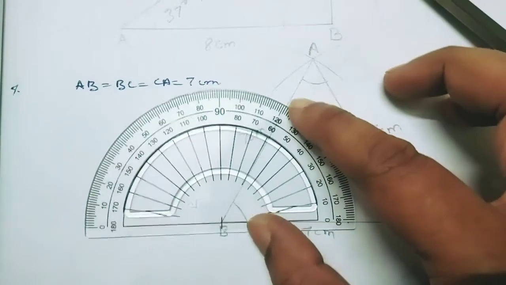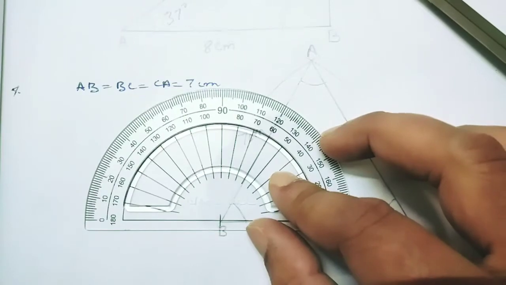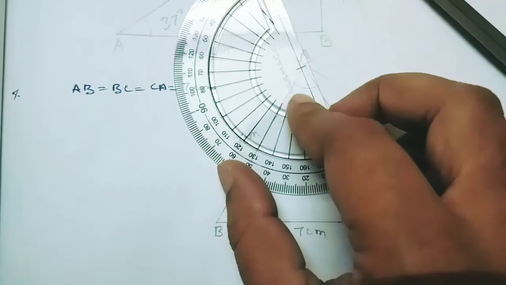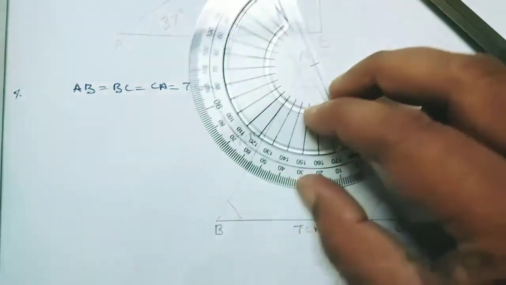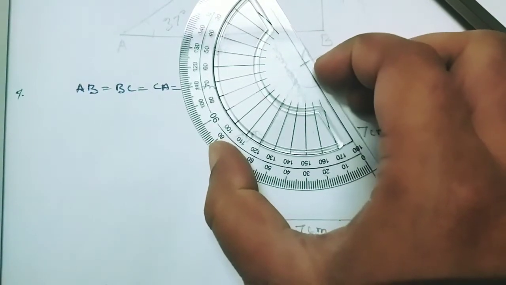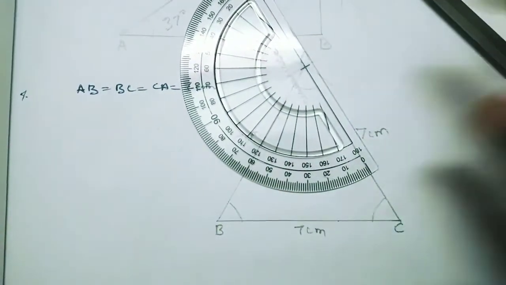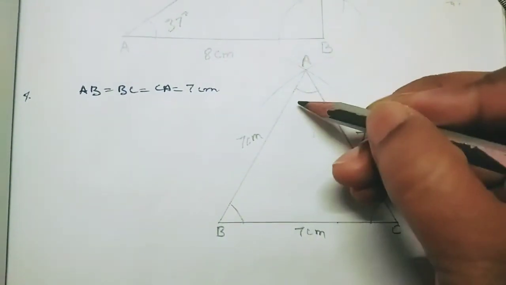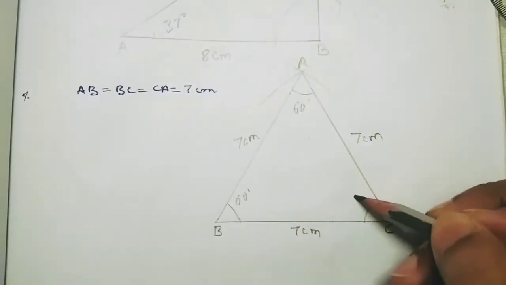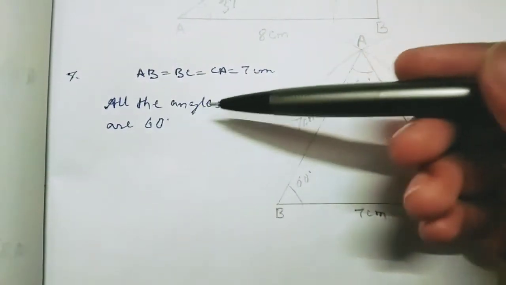So here, 60 degree coming like this. Okay, and now this angle, by rotating the protractor like this, you will see 60 degree. Now see, 60 degree coming. See, okay, 60 degree in this line. So in this all the angles are 60 degree. Understood? So you write 60 degree. So write the one line: all the angles are 60 degree.